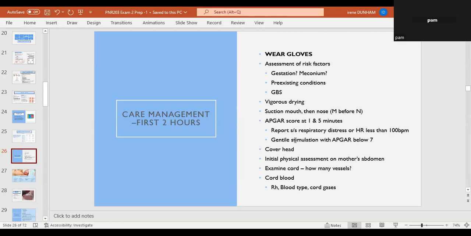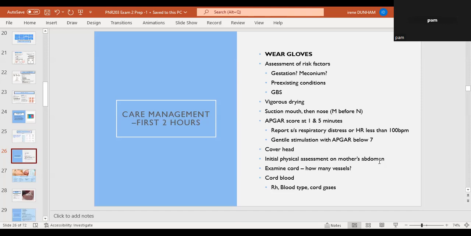And then, of course, for a baby with an APGAR below 7, you want to make sure that you're using the correct resuscitation methods. Always cover the head with a little cap. And then initial physical assessment on mom's abdomen. We do family-centered nursing.